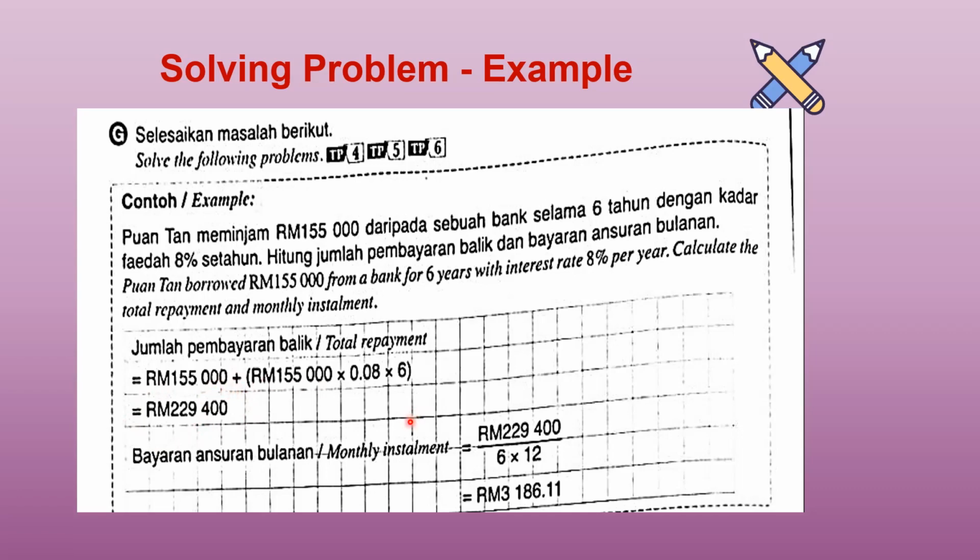What about the monthly installment? You take the total repayment, 229,400, and divide by how many months in that 6 years. So divide by 6 times 12. Your answer is 3,186.11. That means you must pay this amount monthly until 6 years. That's how you calculate.